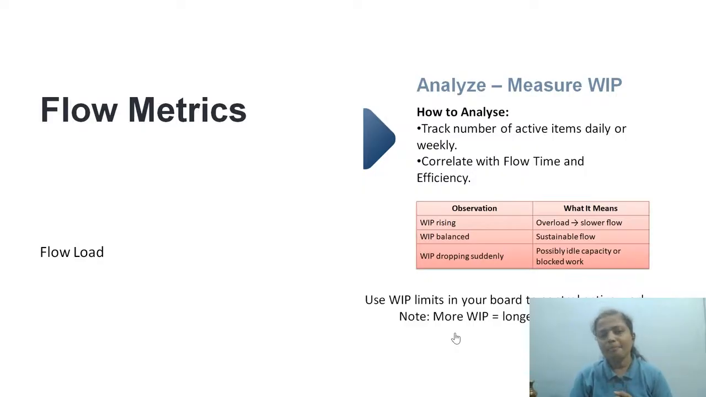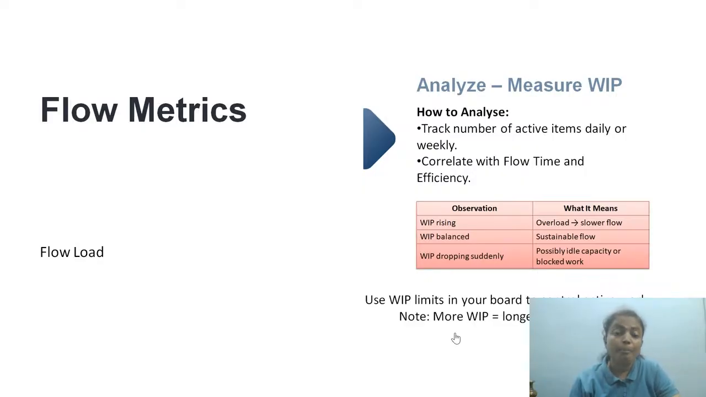Why waiting time? Just because the WIP limit is more. One person working on three items at a time. Why? Right? So that is very, very important. So WIP limit rising, that's overload. So slower flow, getting into a lot of disturbances. WIP limit is a balanced one, sustainable flow. If you always have one person working on one item, then it's kind of a balanced flow.